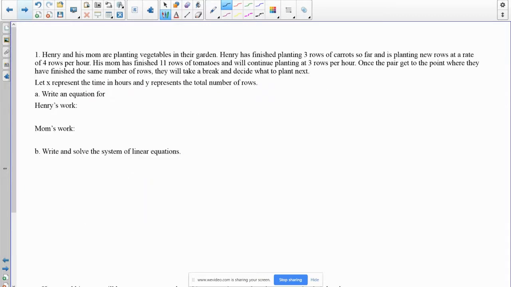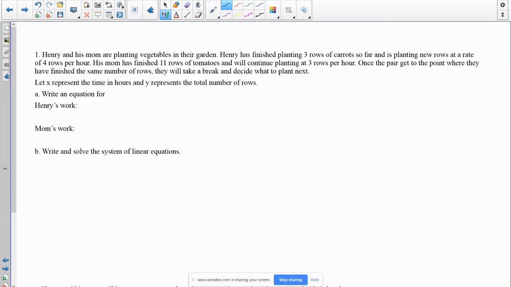The first problem is: Henry and his mom are planting vegetables in their garden. Henry has finished planting 3 rows of carrots so far and is planting new rows at the rate of 4 rows per hour. His mom has finished 11 rows of tomatoes and will continue planting at 3 rows per hour. Once the pair get to a point where they have finished the same amount of rows, they will take a break and decide what to plant next.